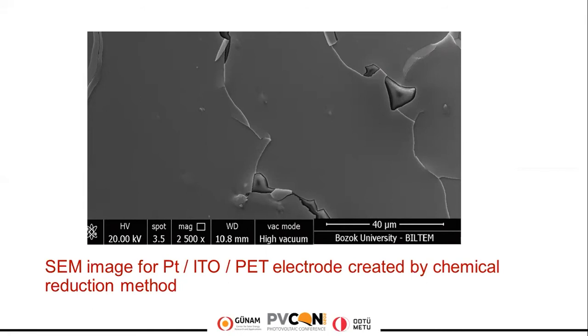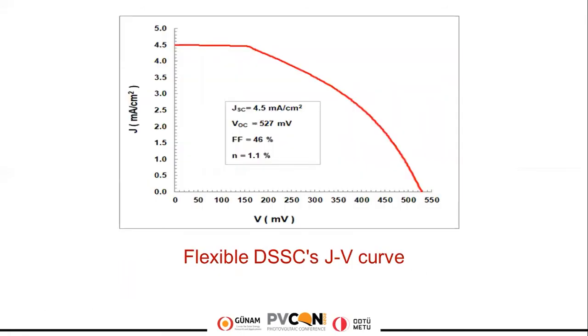After this step, we combine the two parts and we drop liquid electrolyte EN15. As a result, we got a flexible dye-sensitized solar cell and measured it. And the result says current density 4.5, open circuit voltage 527, fill factor 46, and efficiency 1.1. This work will be followed by more study in the near future.